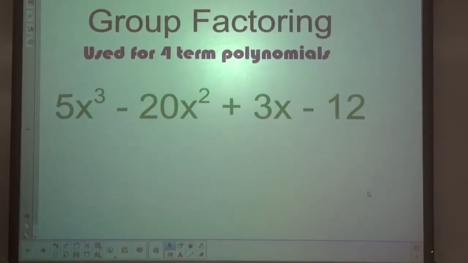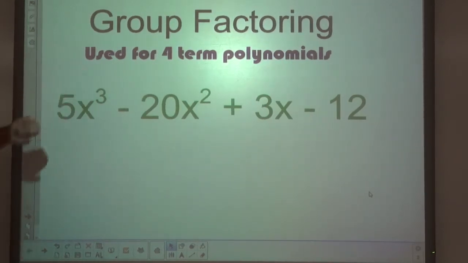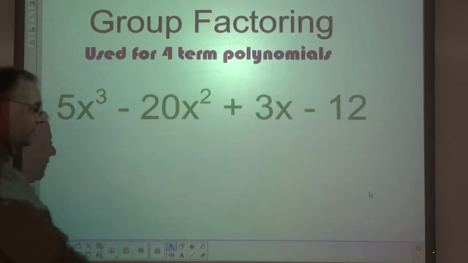And welcome. We're going to talk about group factoring today. Now, not every four-term polynomial is able to be factored using group factoring, but the ones that we're going to be using today are set up to be able to use group factoring.